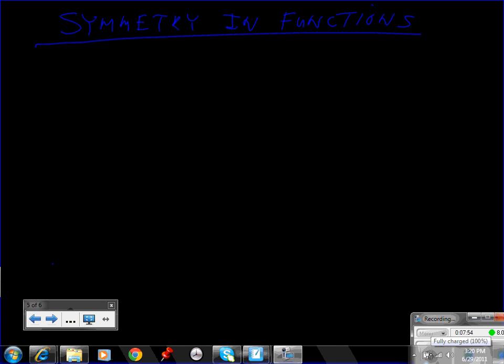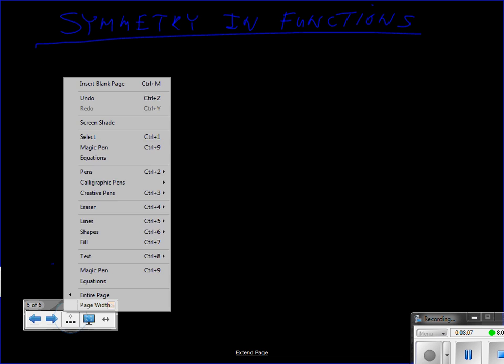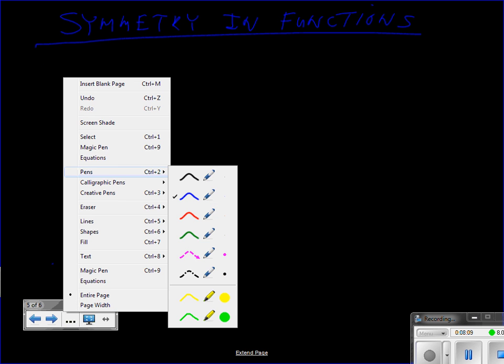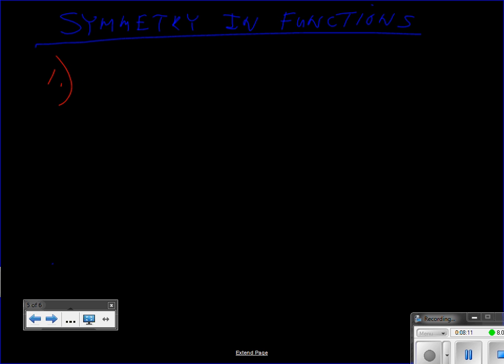Okay, another property of functions we should be well aware of is symmetry in functions. And when we talk about symmetry, we usually talk about even and odd symmetry. So the first type of symmetry we'll discuss, let's call it even symmetry. And recognizing this symmetry in functions can simplify problems greatly. So, even symmetry.